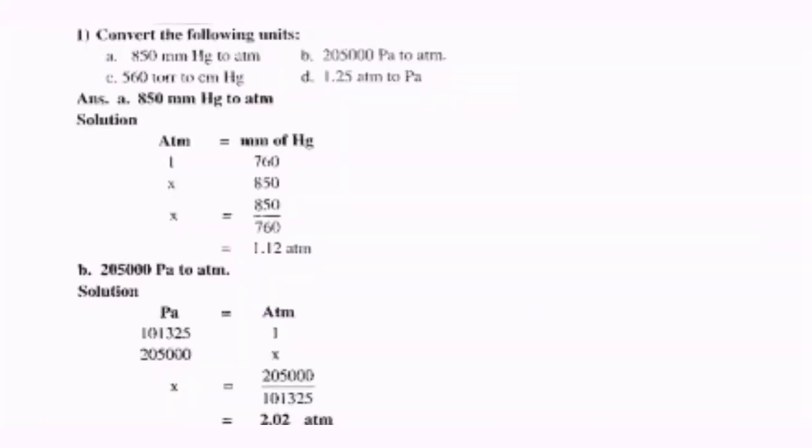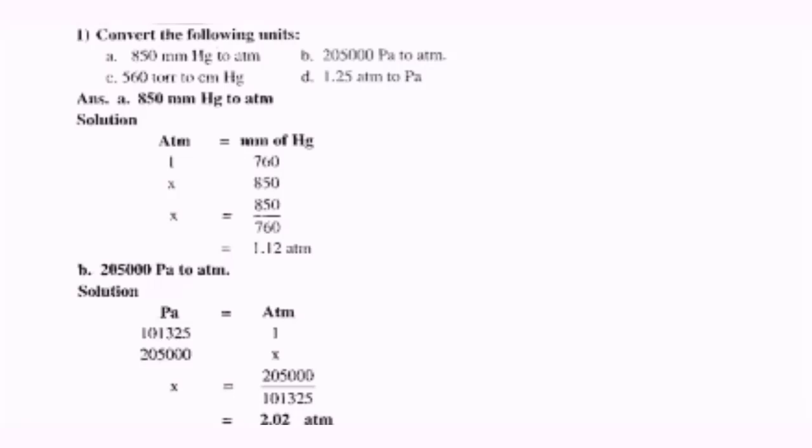Now moving on to the next numerical, that is the conversion of units. Now the first one is 850 mm of Hg into atm. We can write the numerical in the form of comparison values, like atm is equal to mm of mercury. 1 atm is equal to 760 mm of Hg or mercury. This is the standard formula.